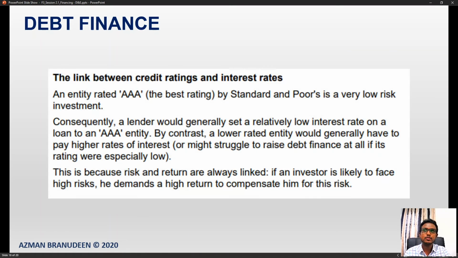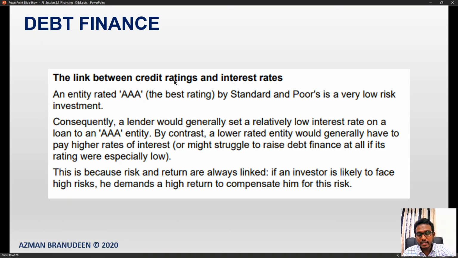And that brings me to a little but important area, the link between credit ratings and interest rates. You did hear that we talked a lot about credit rating, and every company gets assigned a credit rating. An entity rated AAA by Standard & Poor's, S&P, is a very low risk investment. You would have seen that during COVID-19, a lot of countries and companies got downgraded in terms of their credit rating.